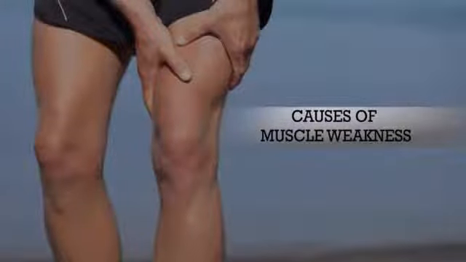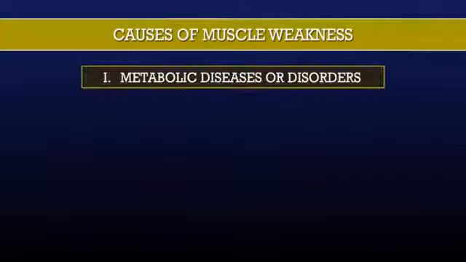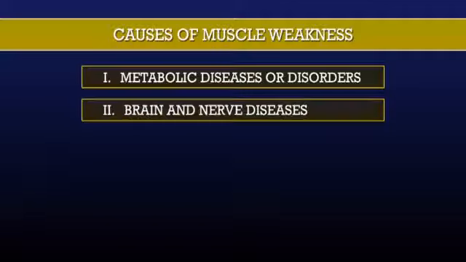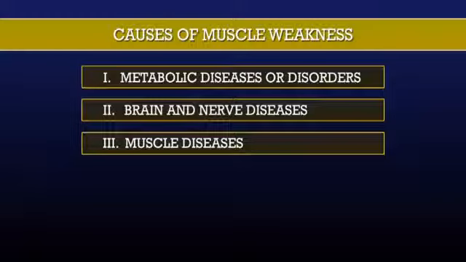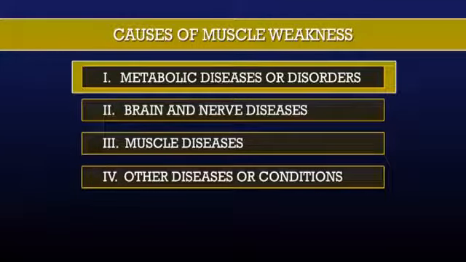Now here come the causes of muscle weakness. The causes of muscle weakness may be because of: first one, metabolic diseases or disorders; second one, brain and nerve diseases; third one, muscle diseases; and fourth one, other diseases or conditions. The first one is metabolic diseases or disorders.